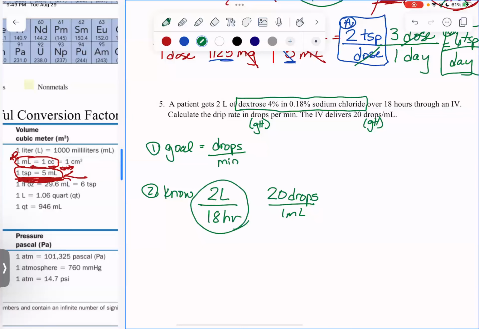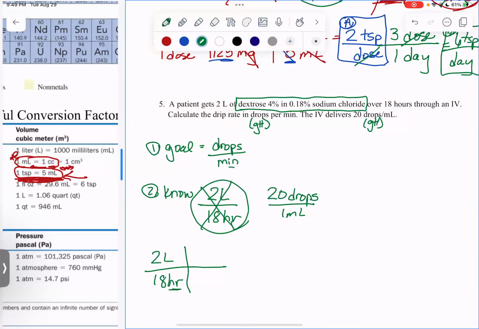The doctor told me to give the patient 2 liters in 18 hours. Okay, so I'm going to X that out because I've used it. I want to get 2 drops per minute. I'm in liters per hour. So let's work first on the time part.